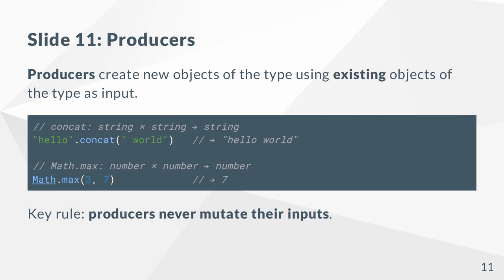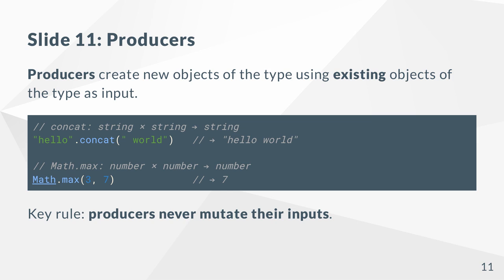Producers are operations that create new objects of the type, but they require at least one existing object of that type as input. The key difference between creators and producers: creators start from nothing or from other types. Producers work with existing instances. A classic example is string concatenation. The concat method takes two strings and produces a new string. It needs at least one existing string to do its work. Another example is Math.max. It takes two numbers and produces a new number, the larger of the two.